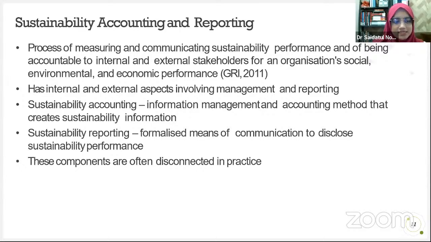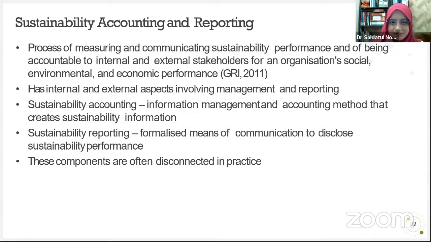We continue with what is the meaning of sustainability accounting and reporting. Now, accounting and reporting in terms of sustainability is the process of measuring and communicating sustainability performance and of being accountable to internal and external stakeholders for an organization's social, environmental, and economic performance. This is from GRI. It also has internal and external aspects involving management and reporting. Sustainability accounting is actually information management, an accounting method that creates sustainability information. So accounting and reporting are two different things, but they are interrelated.